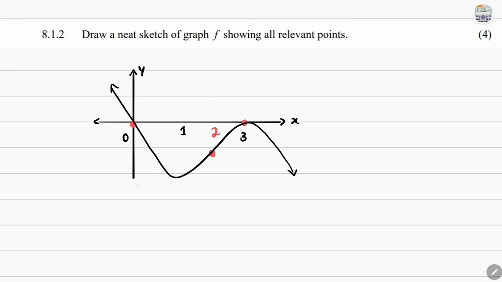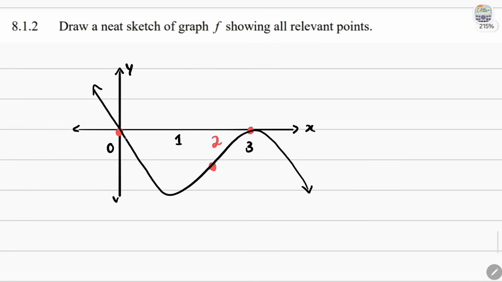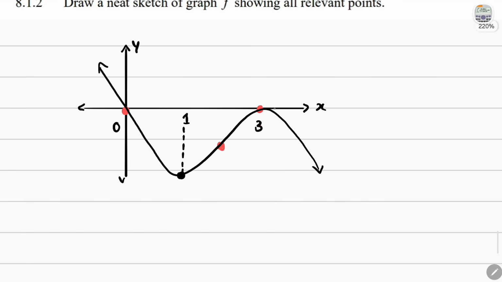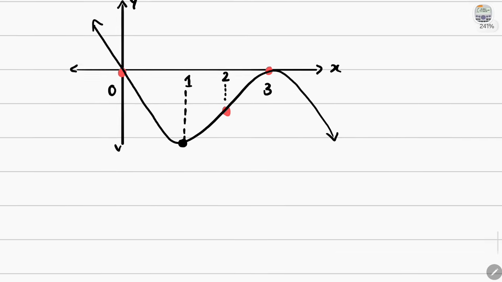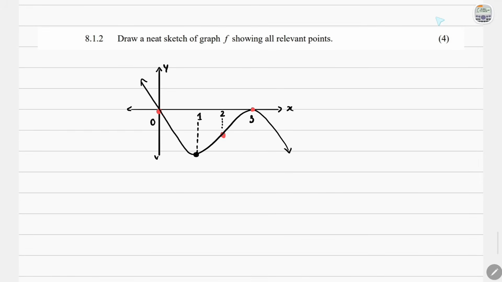Okay, and showing all relevant points. So we can see that that's an x-intercept, that's another x-intercept. This is a turning point, so you can just show that, yeah, we have a turning point, okay? And this is another turning point, but it's also at the x-axis, okay? So we have 2 there. This is a point of inflection, okay, and that is our answer. Moving on to the next question.